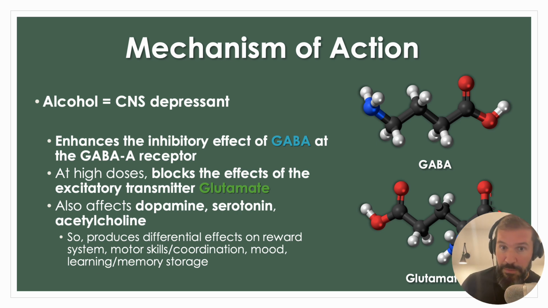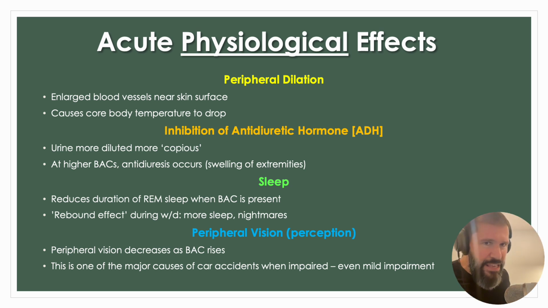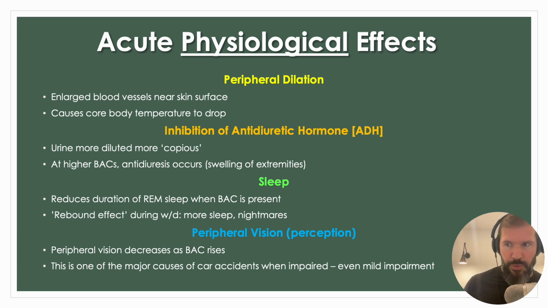Alcohol also affects dopamine, serotonin, and acetylcholine, many other systems as well. But we know, just by these three additional impacts, it produces differential effects on many different areas of functioning, including your reward system, your motor skills, your coordination, your mood, your emotion regulation, as well as your learning and memory storage. There are many physiological effects of alcohol consumption. We're going to focus on some acute physiological effects: peripheral dilation, the inhibition of a really important hormone called antidiuretic hormone, or ADH, some effects on sleep, and some effects on peripheral vision.